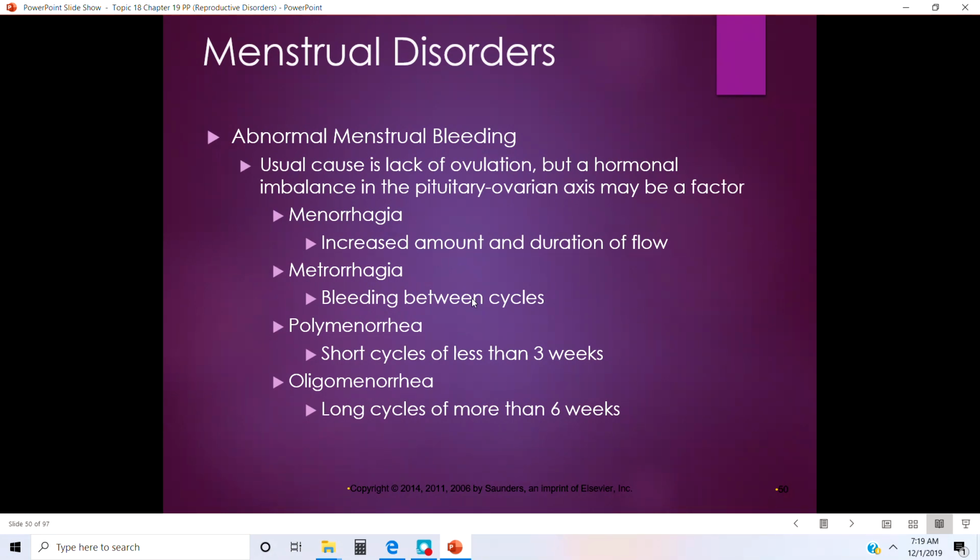Polymenorrhea, this is short cycles of less than 3 weeks, right? So normally, again, you figure a normal cycle would be 4 weeks, 28 days, right? This is going to be shorter cycles. And then oligomenorrhea, these are long cycles lasting more than 6 weeks.